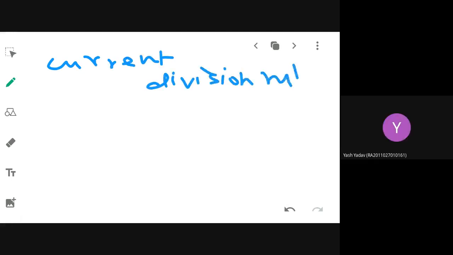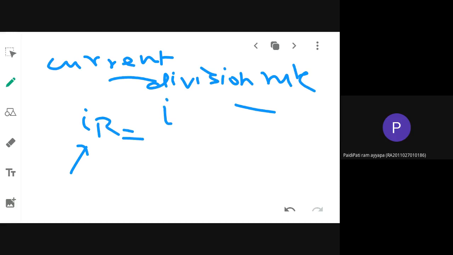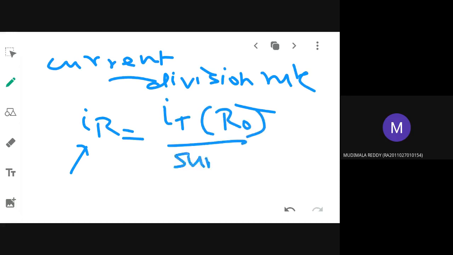Yes, Yadav. Yes, ma'am. Tell me what is the current division rule one final time. After that we will try to solve the problem. Current division rule: I1, the current through a particular resistance, is equal to the total current into the opposite resistance divided by the sum of the total resistance. Okay, that is the current division rule.